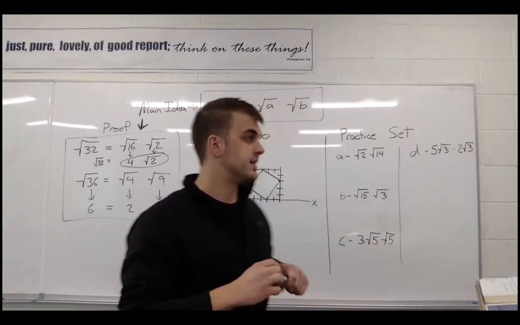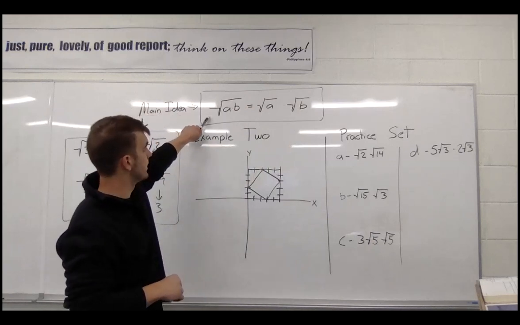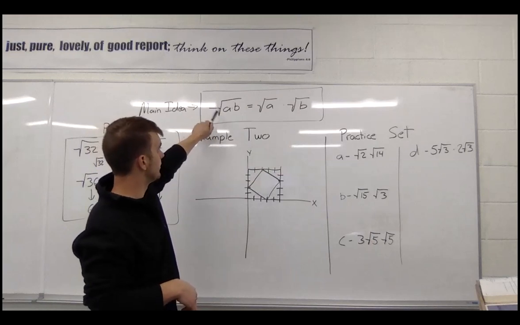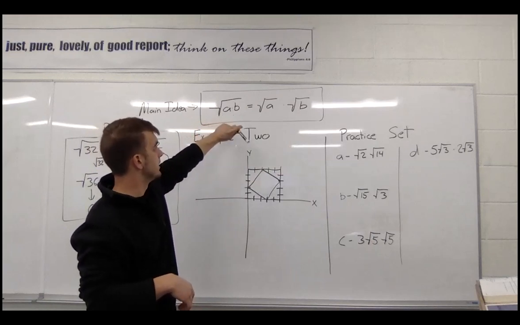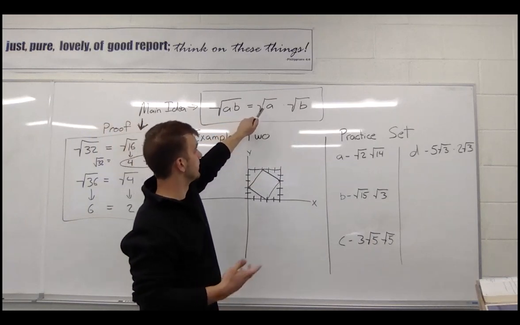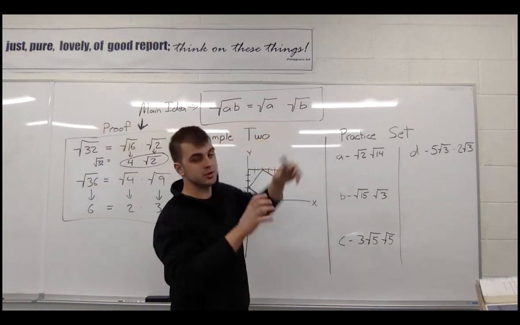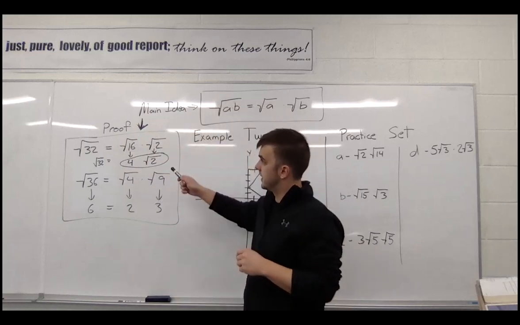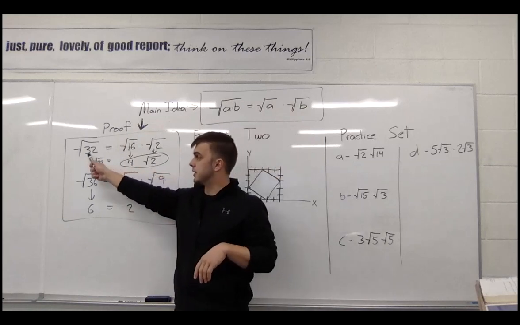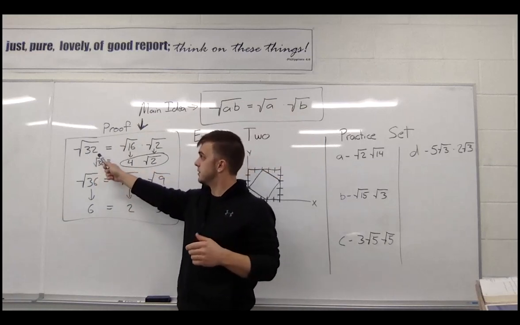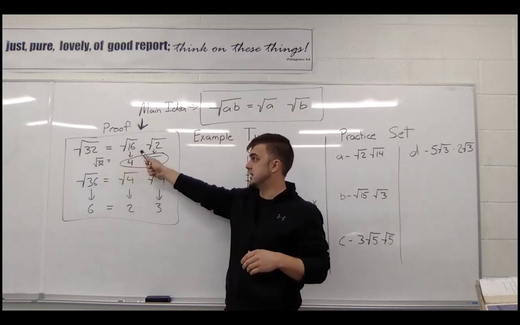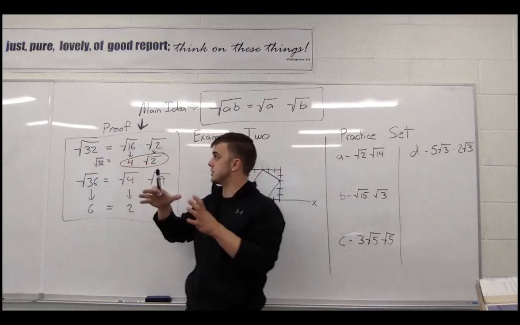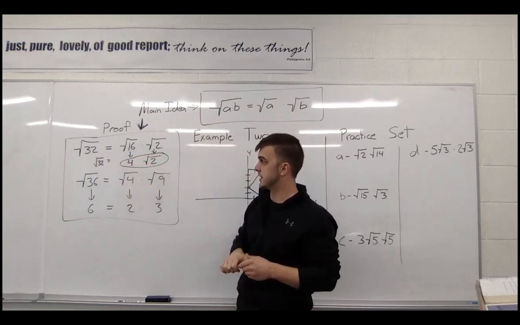So today's main idea is this right here. A and B can be any numbers. The square root of A times B is the same thing as the square root of A times the square root of B, so you can pull them apart. As proof, the square root of 32, which we don't know, is equal to the square root of 16 times the square root of 2, because 16 times 2 is 32, but you can pull those apart and get an answer.